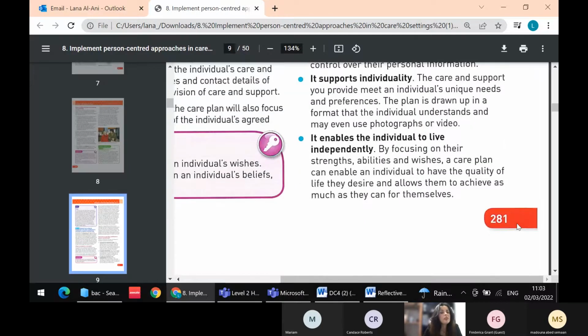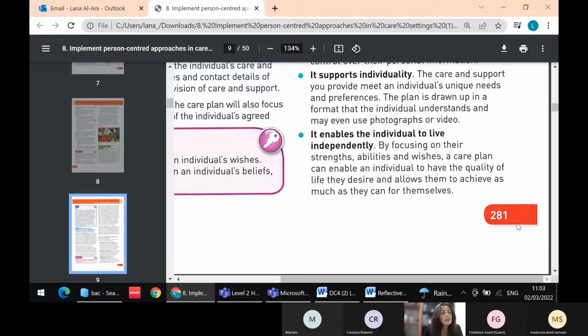And also it enables them to live independently. Why? Because when we focus on their strengths, their abilities, their wishes, we enable each one of them to have the high quality life they desire. They don't feel they are trapped in the nursing home. They do whatever they like. Make them happy, make them satisfied, make them feel free.